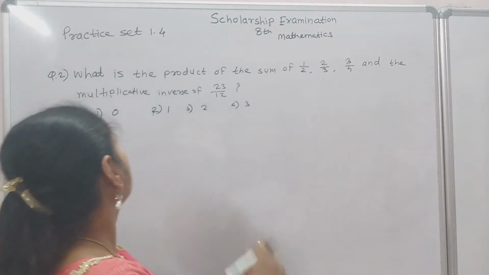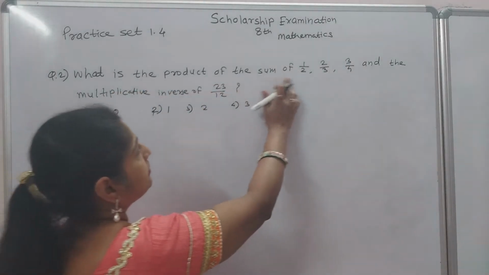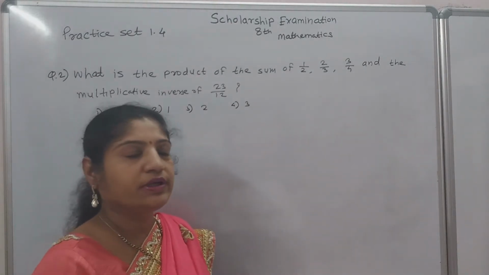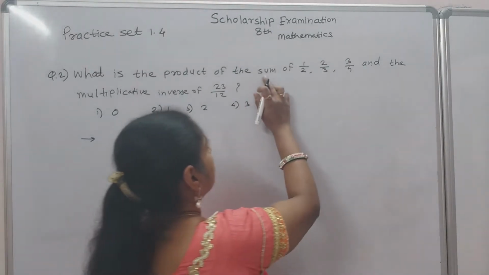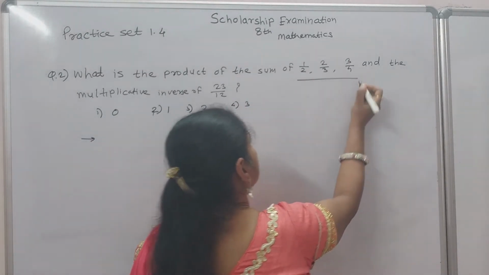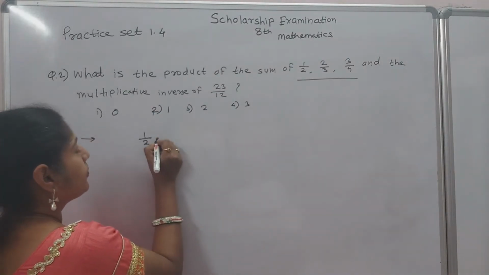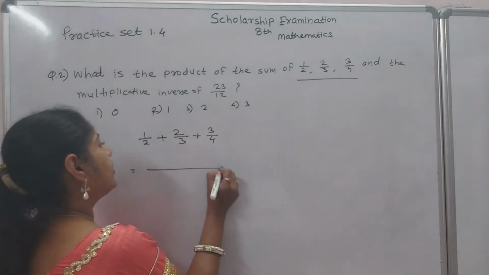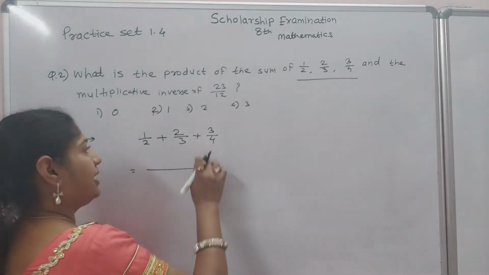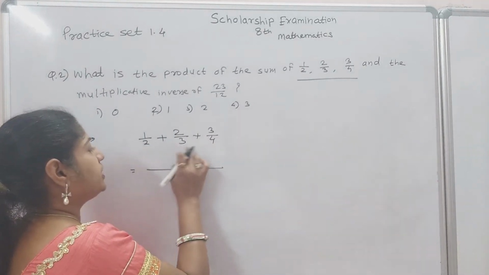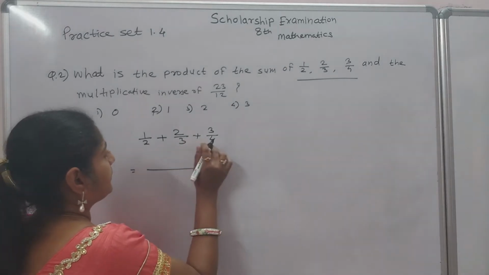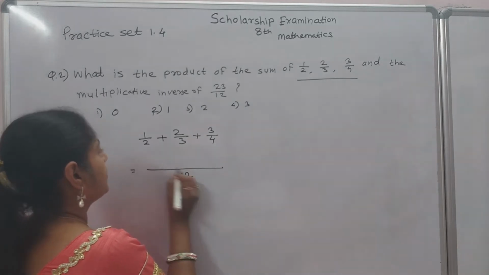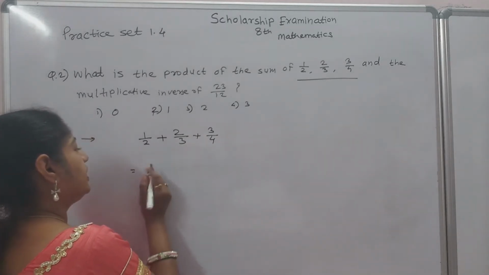Now the second example. What is the product of the sum of these three fractions and the multiplicative inverse of 23 upon 12? First, we have to find the sum of these three fractions: 1 upon 2 plus 2 upon 3 plus 3 upon 4. If we want to add three numbers at a time, then take the LCM, least common multiple, of these three denominators 2, 3 and 4. The LCM is 12.